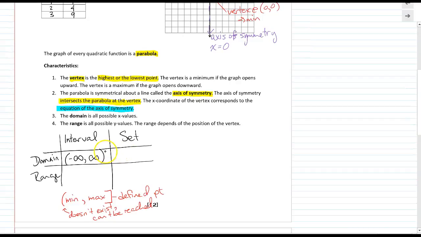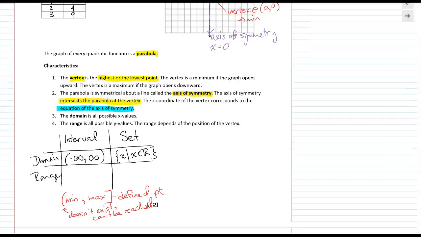In set notation, I would say that x is my domain variable, and x is an element of the reals. It could be any real number. All possible values, any fractions, repeating decimals, non-repeating decimals, all of those are all good to go.